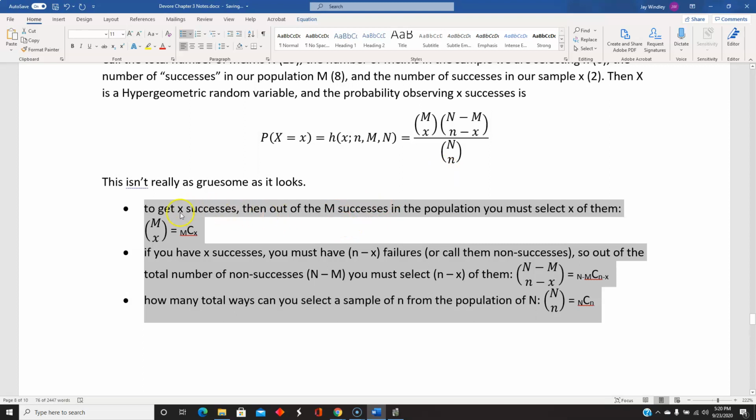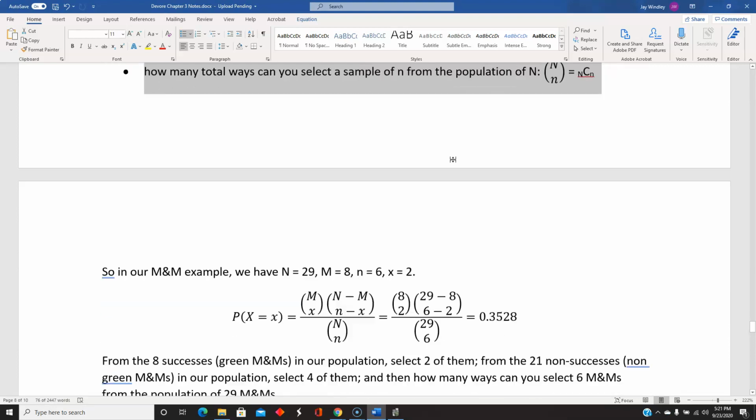If you're getting X successes, then that means out of the M successes in the population, you got to choose X of them. And then if you've had X successes, then you've had n minus X failures. And in the population, there are N minus M failures. So out of the failures or non-successes in the population, you have to choose n minus X of them. And then overall, the total number of things that can happen is the total number of items in the population choose the number of items you're selecting for your sample. So this is all done with combinations.